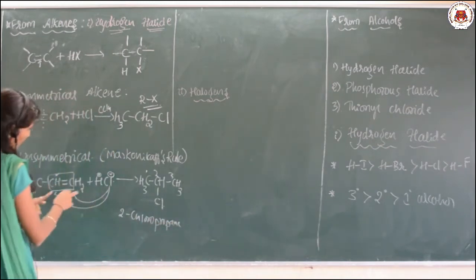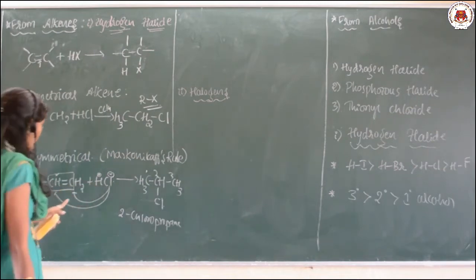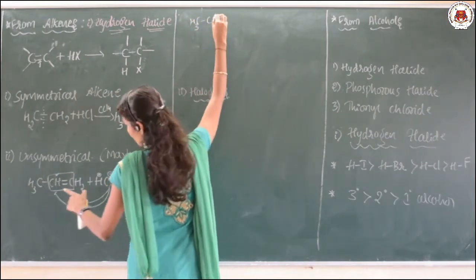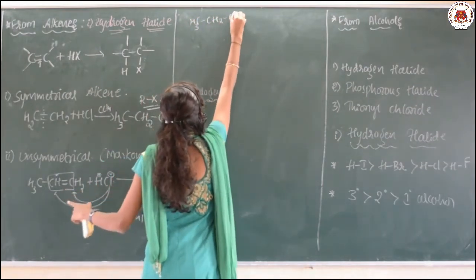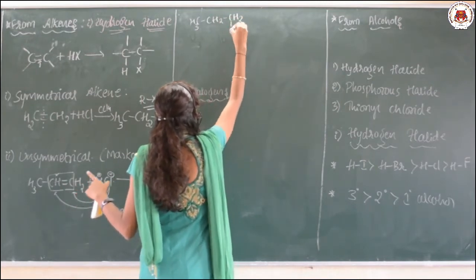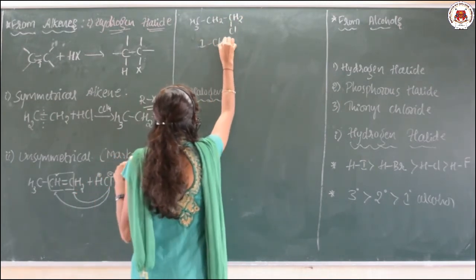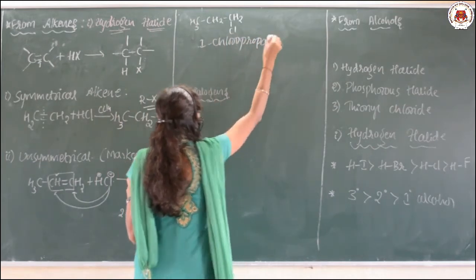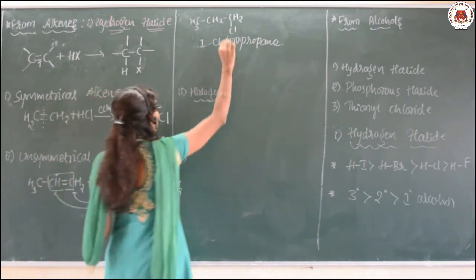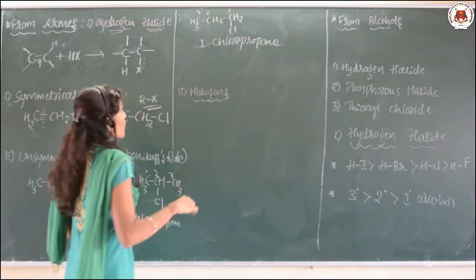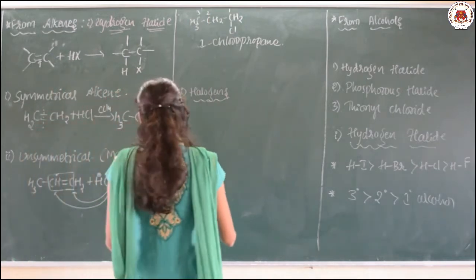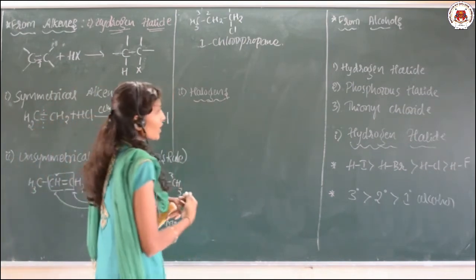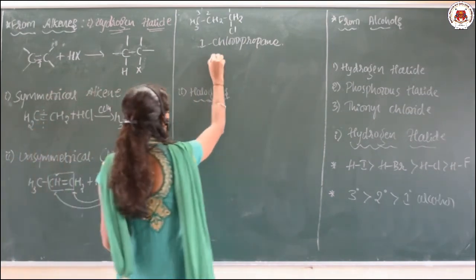Okay, one more possibility, the Cl can attach here also. So during that time what happens? CH3, CH2, then CH2Cl. This is 1-chloropropane. As you are numbering 1, 2, 3, this is 1-chloropropane. Again here also you have to take the solvent as CCl4. So you are going to get 2-chloropropane as the major product, while 1-chloropropane is the minor product.